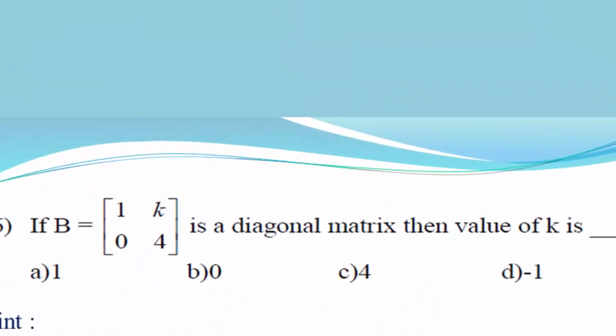Question number 6. If B is a matrix of order 2 by 2 and the elements are 1, k, 0, 4 and it is a diagonal matrix, then the value of k is.